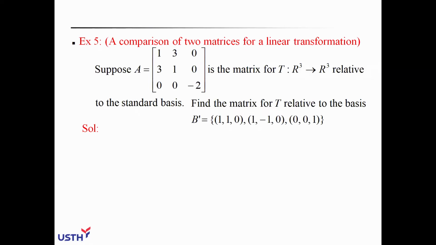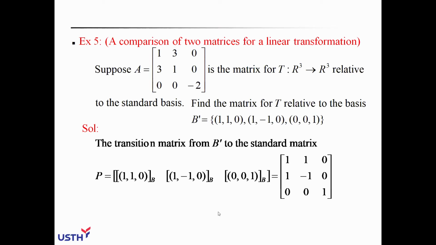Now, going back, we compare two matrices of the same linear transformation. Now suppose that T is from R3 into R3, and it has a matrix A. That is the matrix according to the standard basis. Now you are required to find the matrix for T, but relative to the new basis B prime on the screen. How can you do it? It is here.